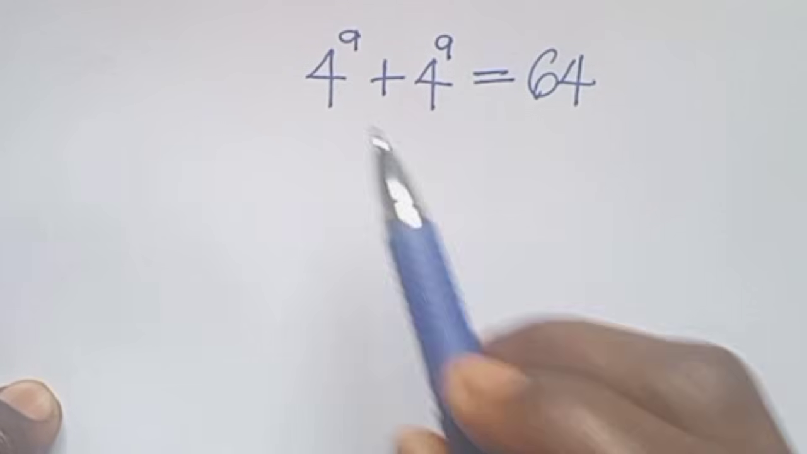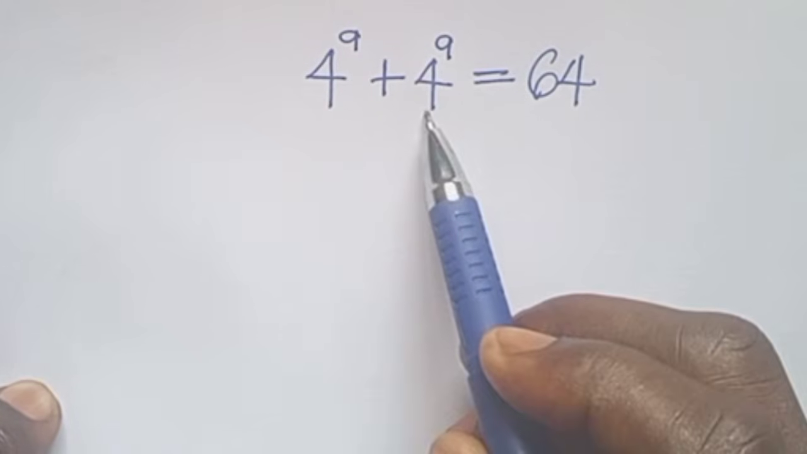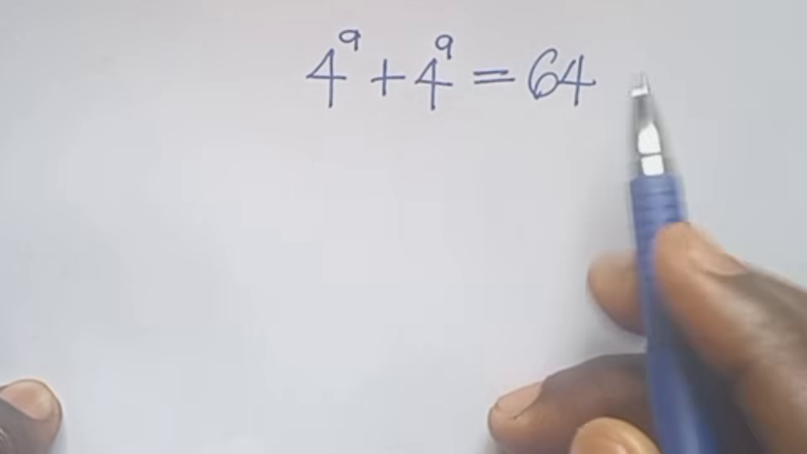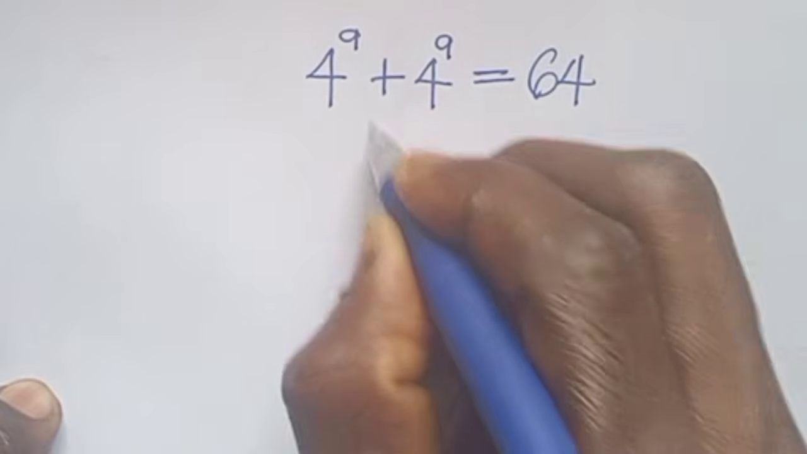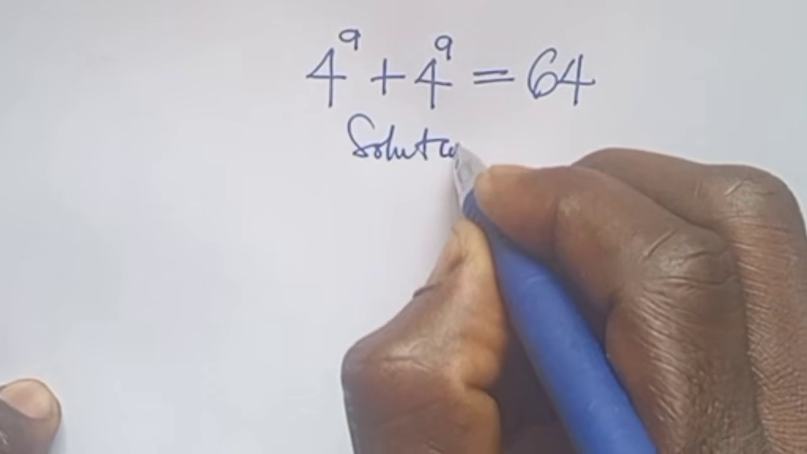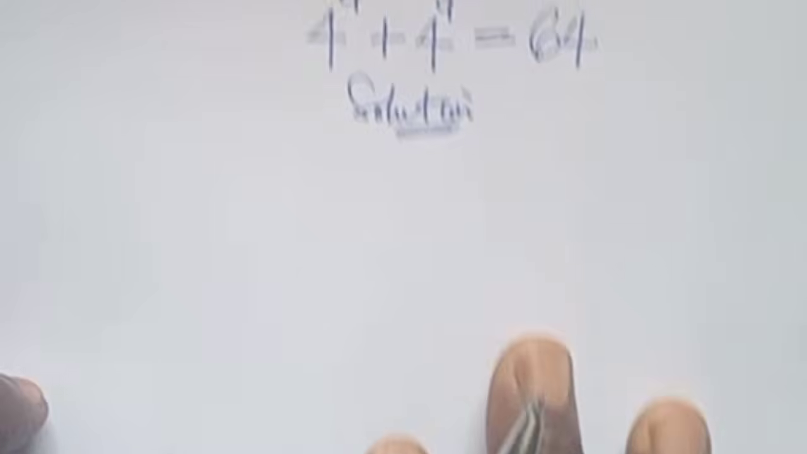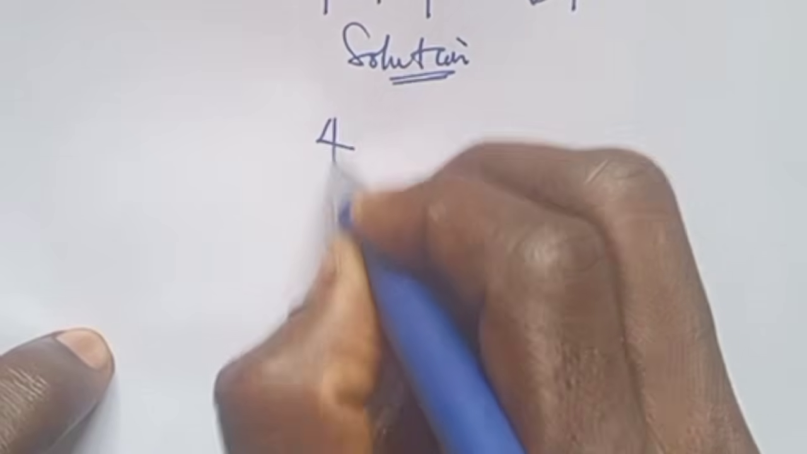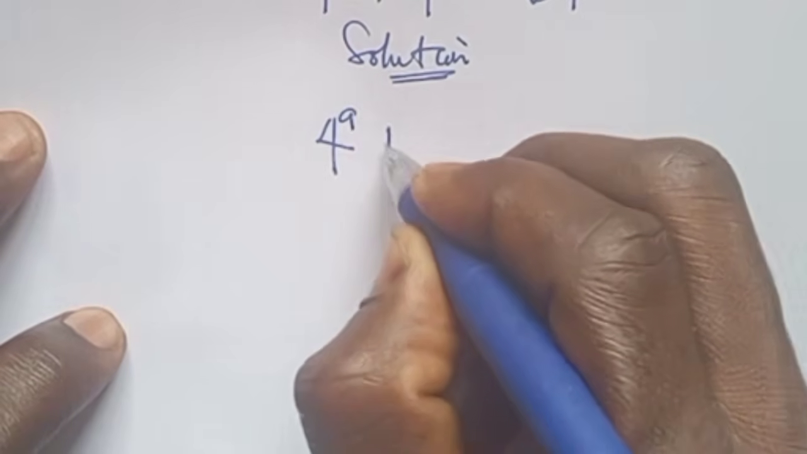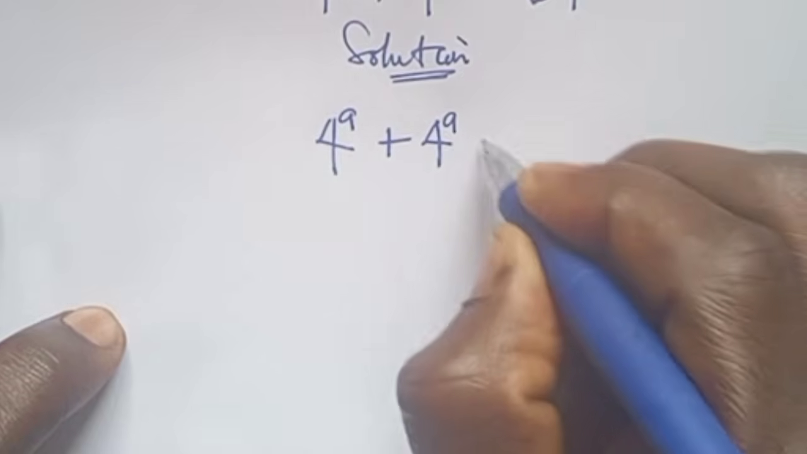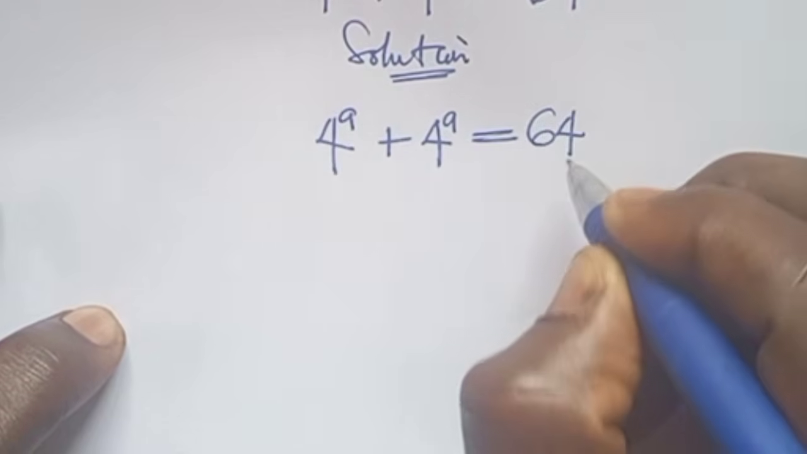Hello everyone, so today we have 4 to the power of a plus 4 to the power of a equals 64. So if we solve together, let's seek the solution. Our equation is 4 to the power of a plus 4 to the power of a equals 64.